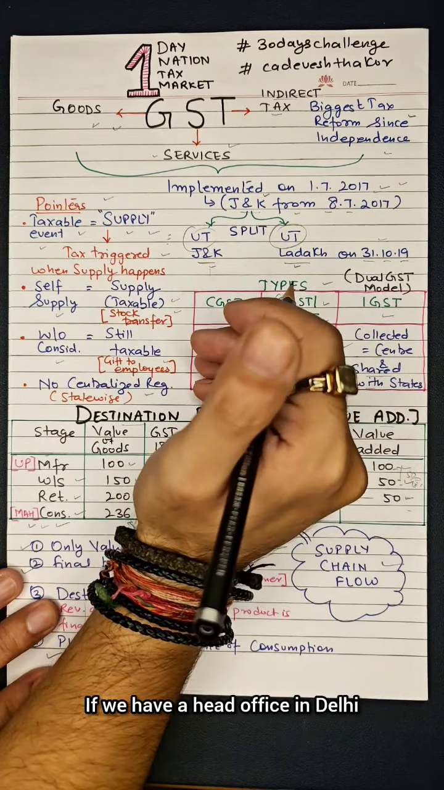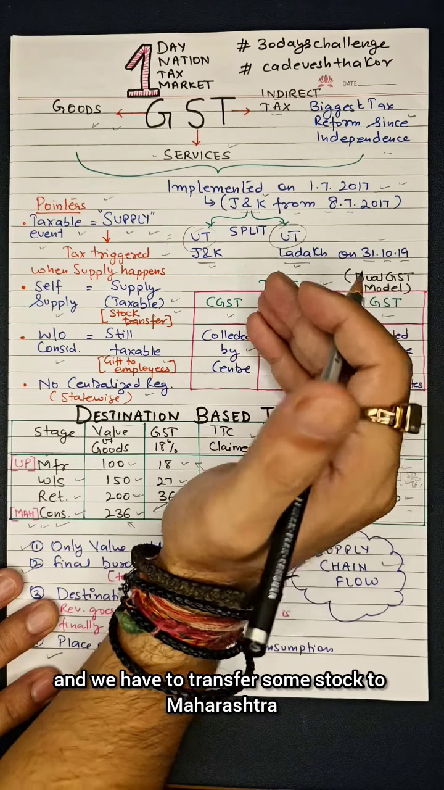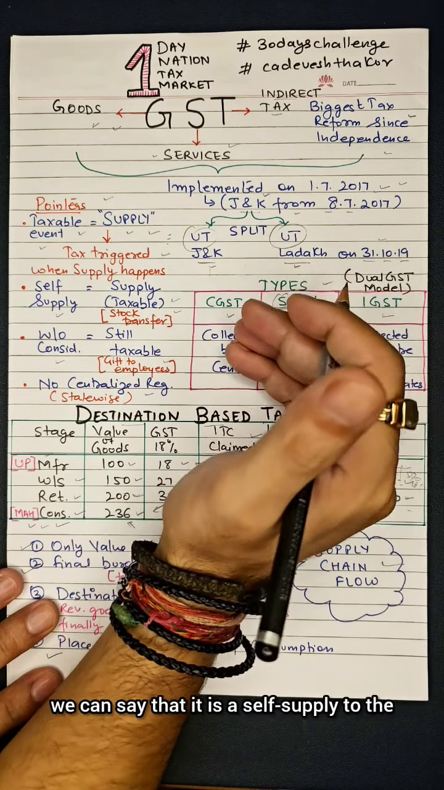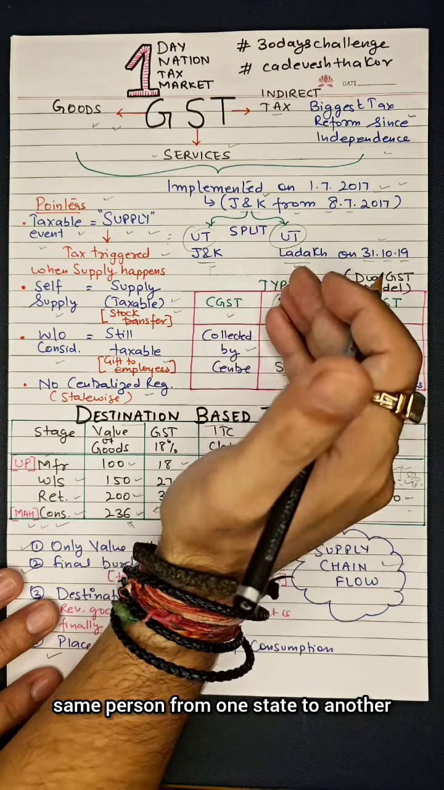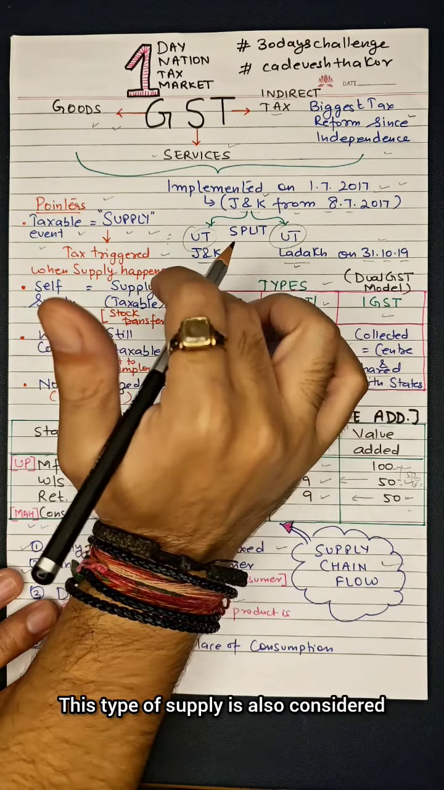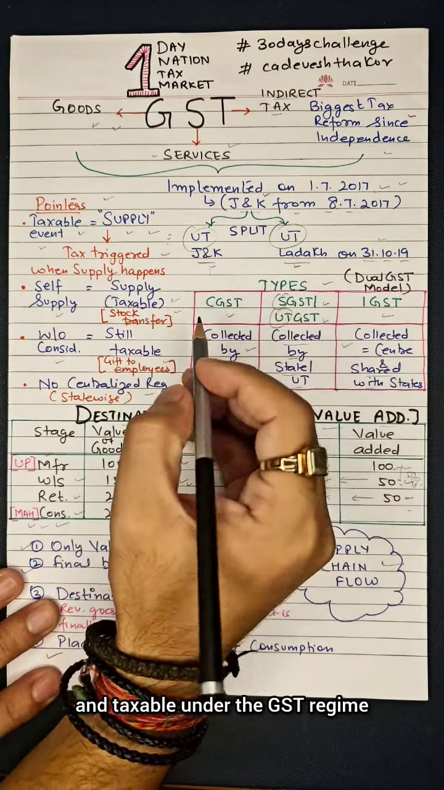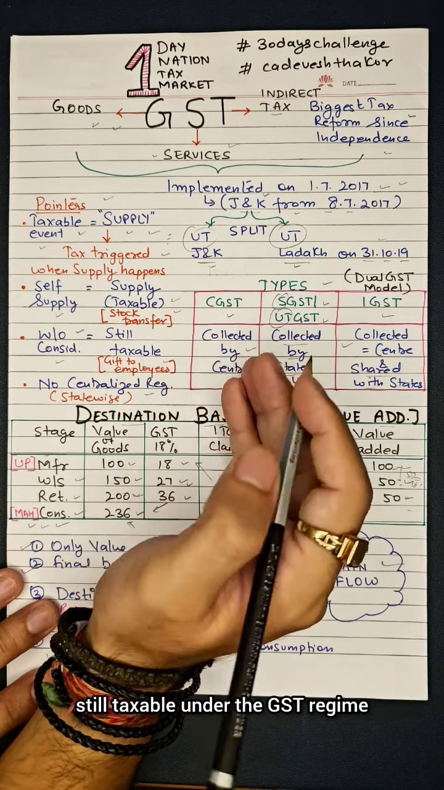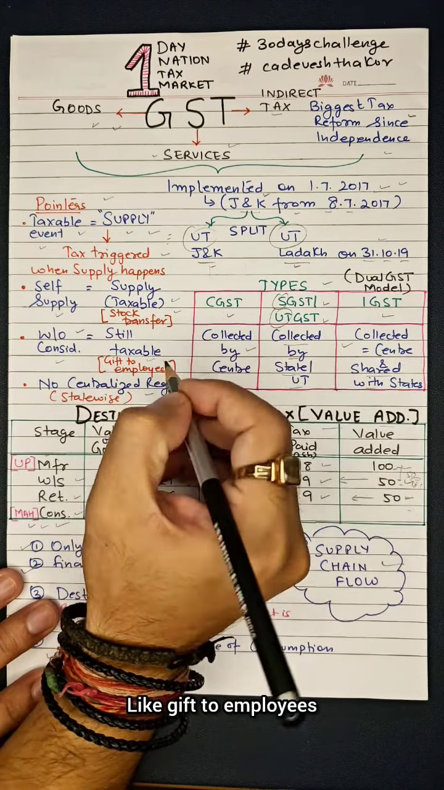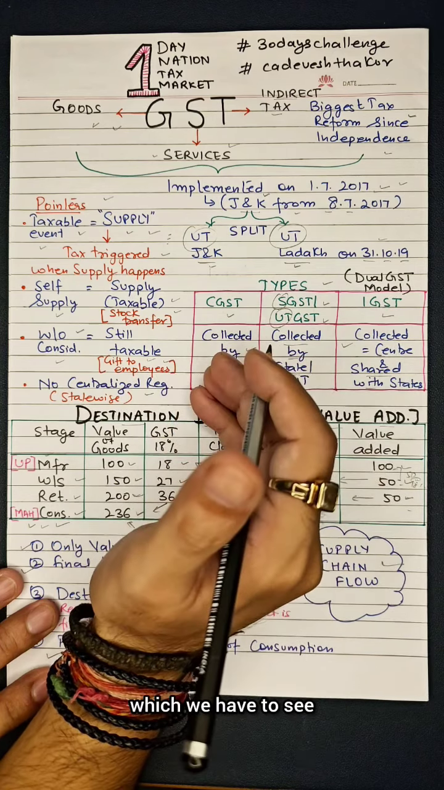If we have a head office in Delhi and we have to transfer some stock to our branch office in Maharashtra, we can say that it is a self-supply to the same person from one state to another. This type of supply is also considered and taxable under the GST regime. Some transactions without consideration are still taxable under the GST regime, like gifts to employees. There are certain thresholds which we have to see.